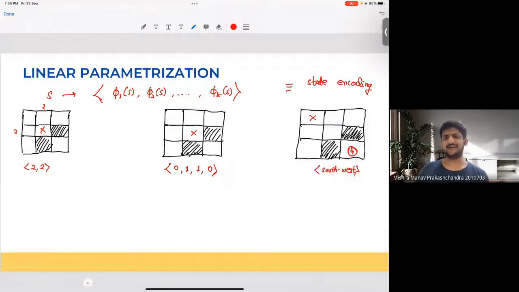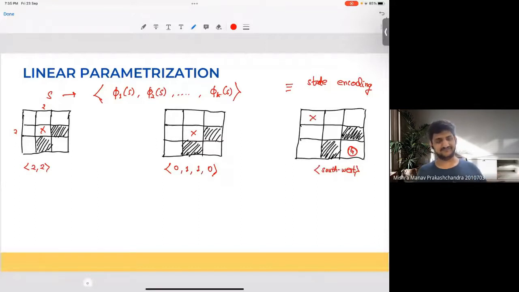And once you have encoded this into some basis function, which is phi, all you need to do is my value function now simply looks like theta transpose phi of s. Once I've transformed it to a basis function, I'm just taking a linear combination.